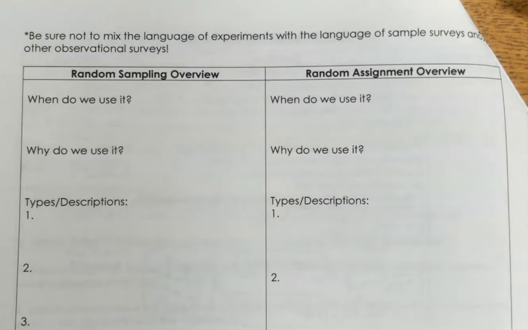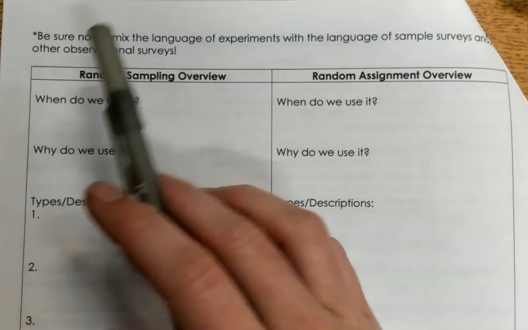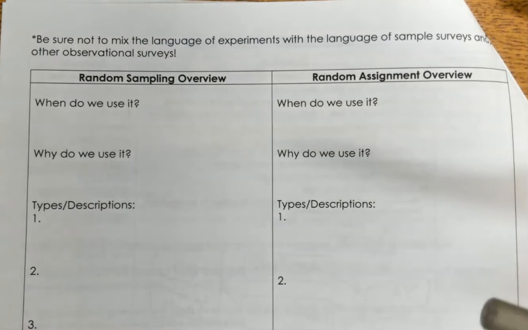Right, AP Stats, let's go ahead and do a quick overview of everything that we've talked about with respect to experiments and observational studies, and then we'll look at your exit ticket problems. All right, so it's very important to not mix the language of experiments with the language of sample studies and other observational studies. They're two different things, right?